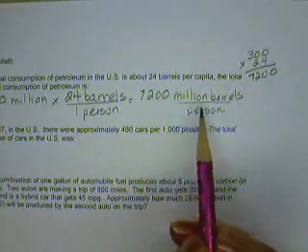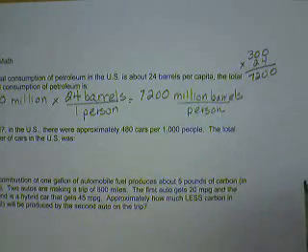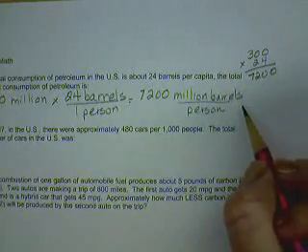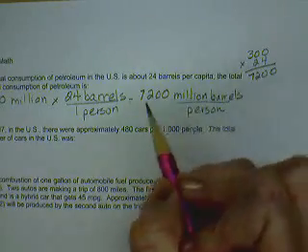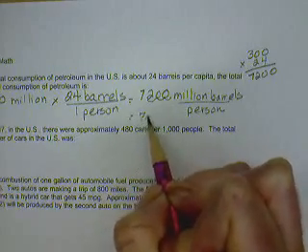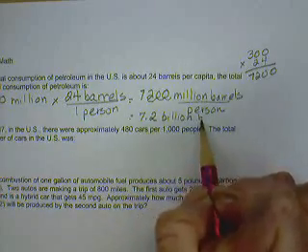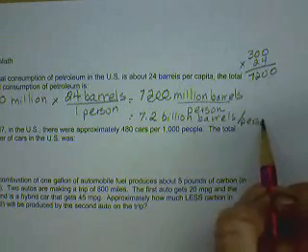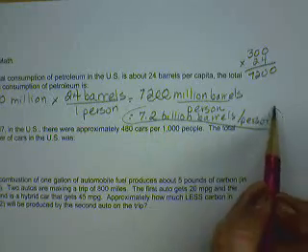So that's our answer, but that's a very bad way to write it. 7,200 million barrels of oil is better written. You can go from million to billion by moving the decimal point back 1, 2, 3. So really a better way to write this is 7.2 billion barrels per person or per capita. So this is the better way of writing the answer.